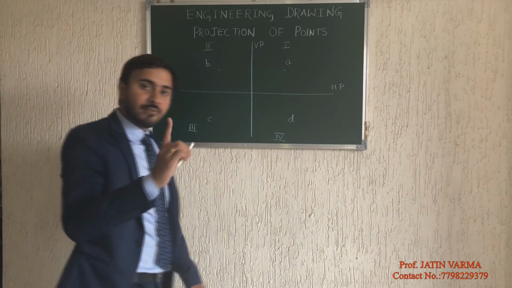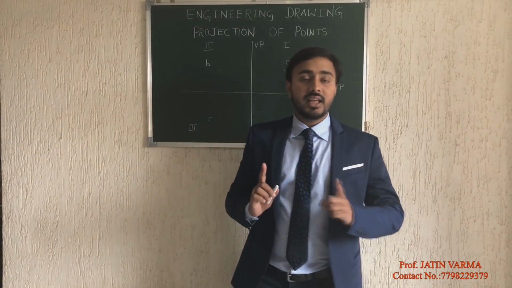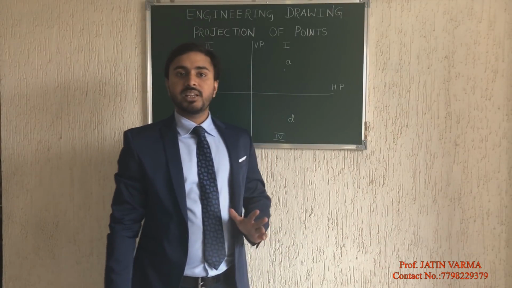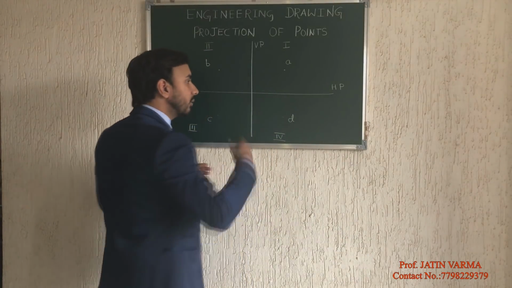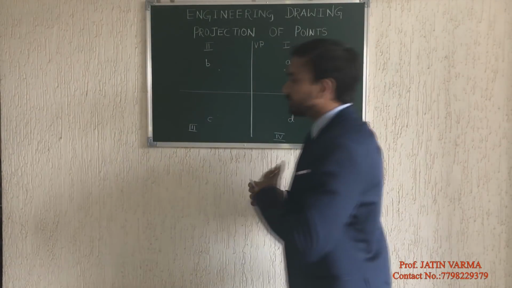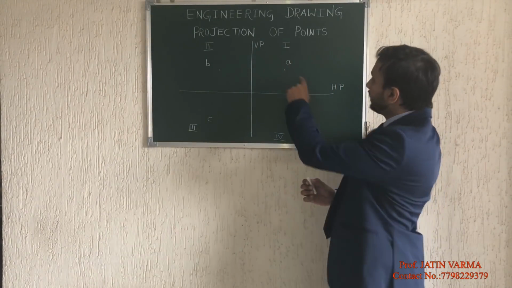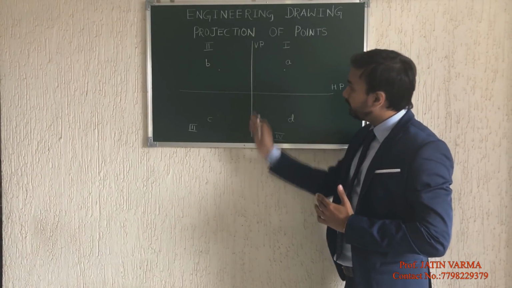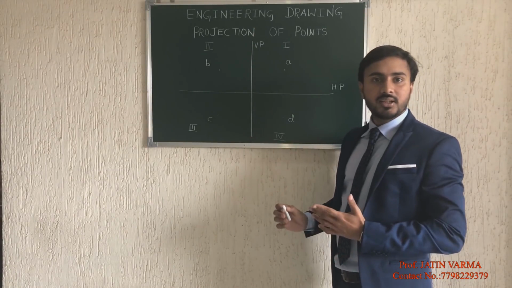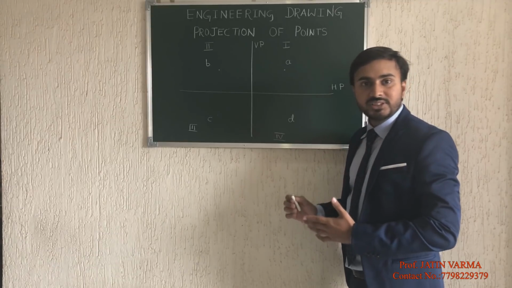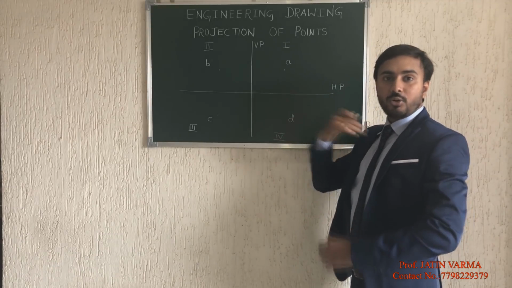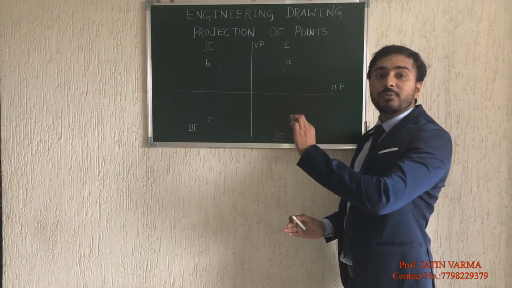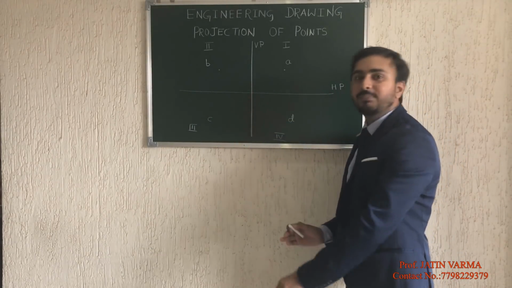Now I have to remember one sequence over here, and that sequence is observer, object, and then the plane. Suppose I'm over here. I'm the observer. This point A is my object, and this VP is my screen or the plane. So when I am looking at the object, the sequence is observer, object, and plane. So I'll get the image of it on my VP.